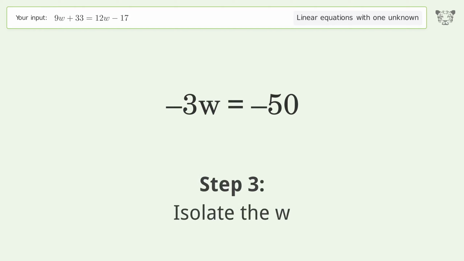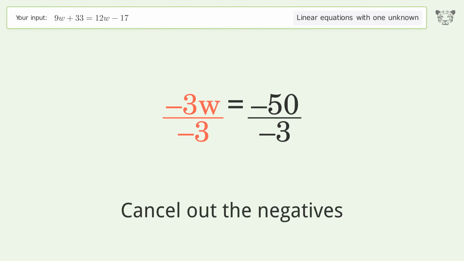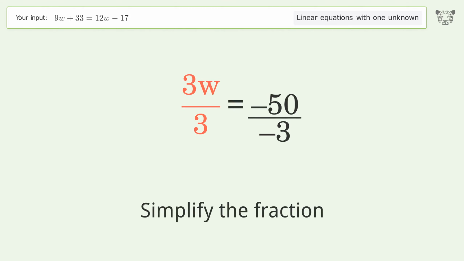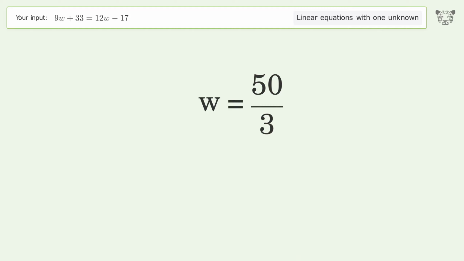Isolate the w. Divide both sides by -3. Cancel out the negatives. Simplify the fraction. Cancel out the negatives. And so the final result is w equals 50/3.